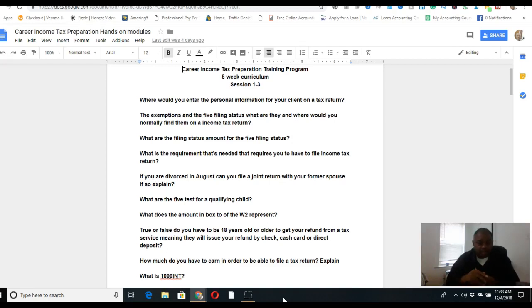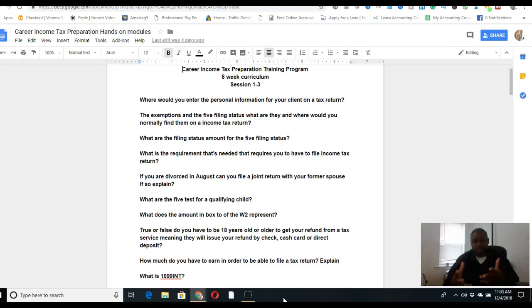The next question is, what are the requirements that require you to file an income tax return? So in our industry, a lot of people file a return just because they know that if they have children and they didn't make a whole lot of money, they'll benefit with a refund, because earned income credit is the biggest portion of the refund that they'll be getting. And so the requirement to have to file a return, no matter what, is based on a combination of your filing status, your age, and how much money you make.